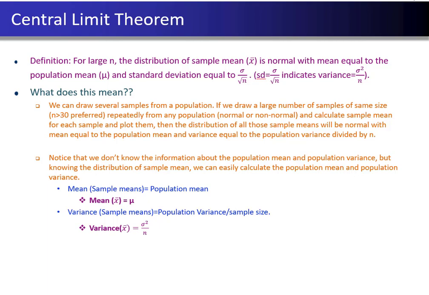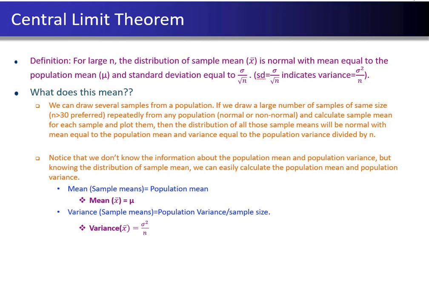mean. For large sample size n, when you draw several samples and plot the distribution of the sample mean, it will be normal with mean equal to the population mean mu and the standard deviation equal to sigma over square root of n, where sigma is the population standard deviation.